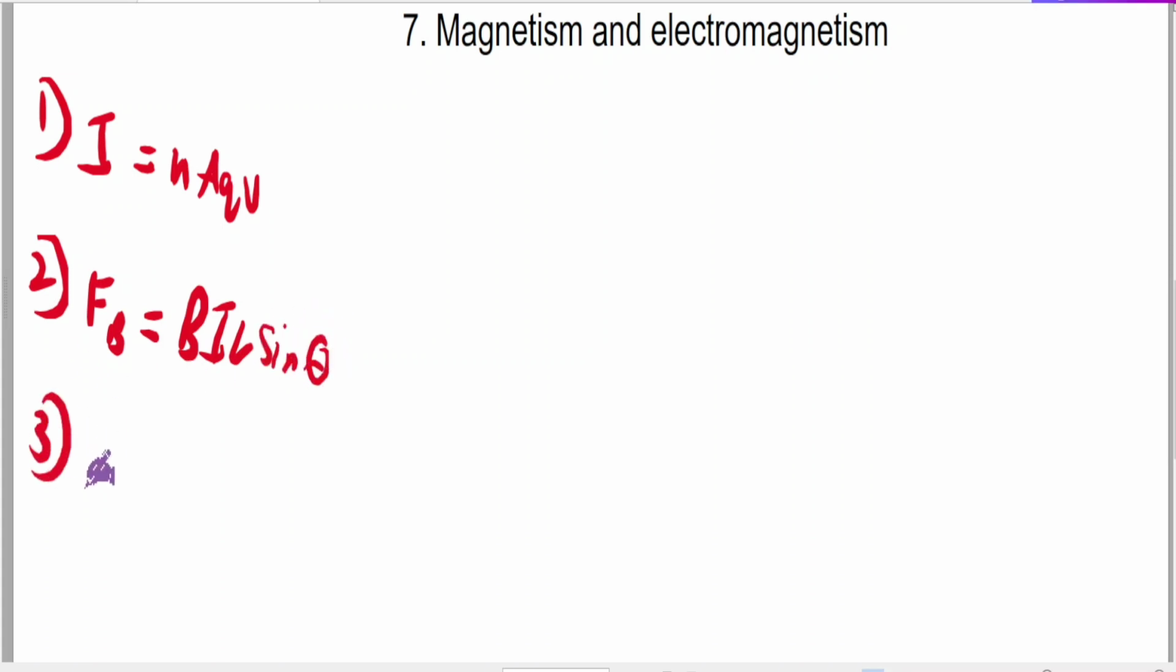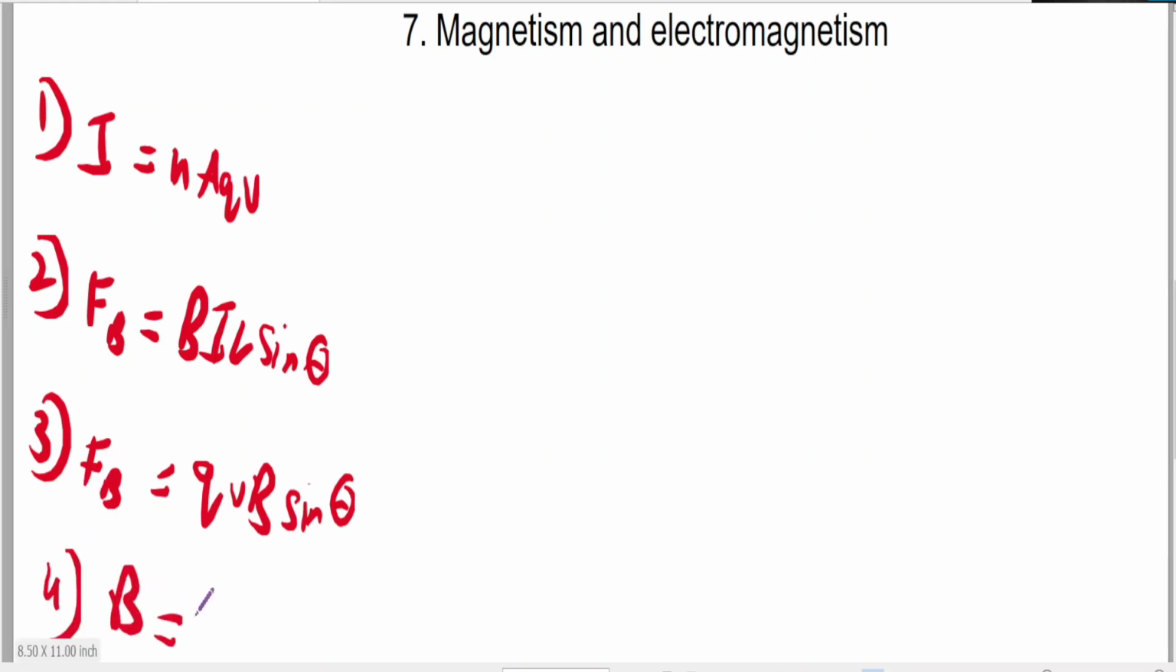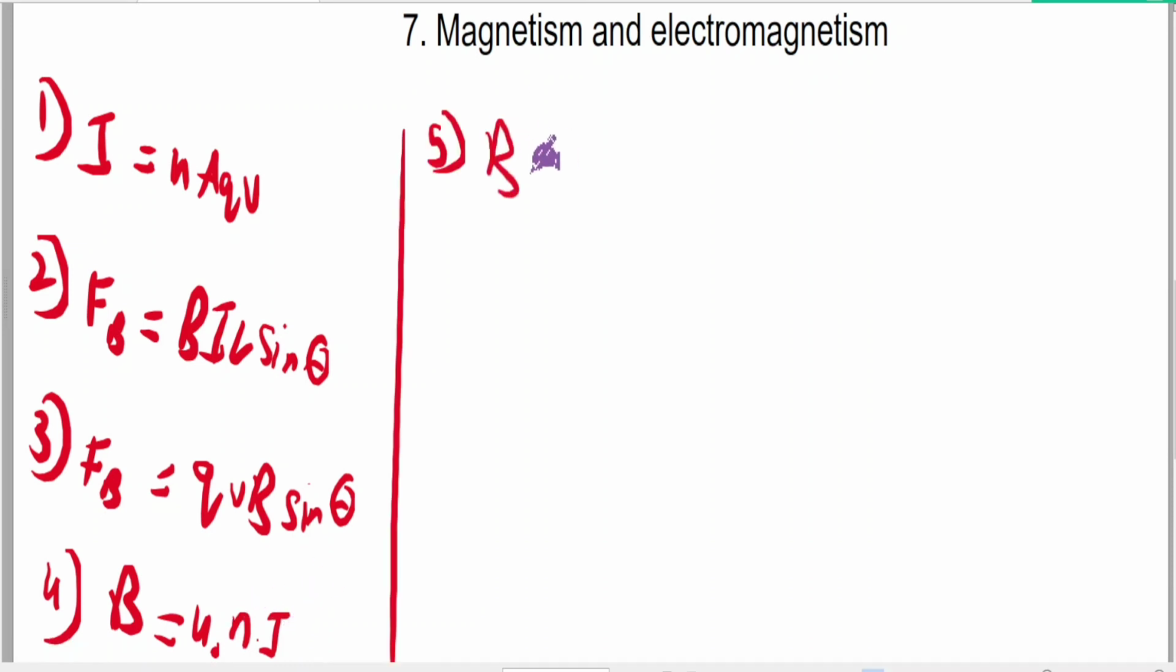And if you have charge given instead of length, then you use QVB sine theta, where B is the magnetic flux density, I is the current, and L is the length. Q is charge, V is velocity, B is magnetic flux density. Moving on, magnetic flux density can also be given as μ0 N I, where μ0 is a constant, N is number of turns, I is current. Magnetic flux density can also be written as the force over current into L sine theta.